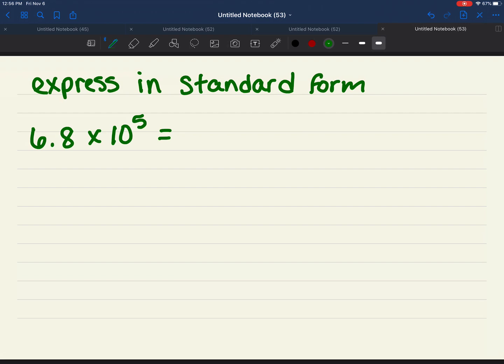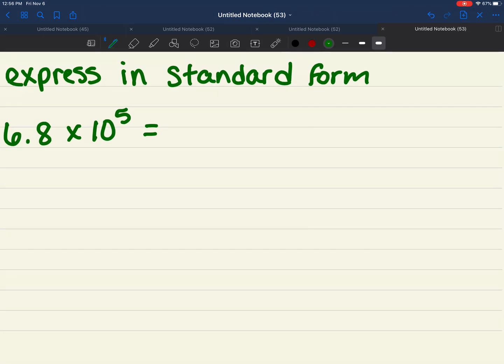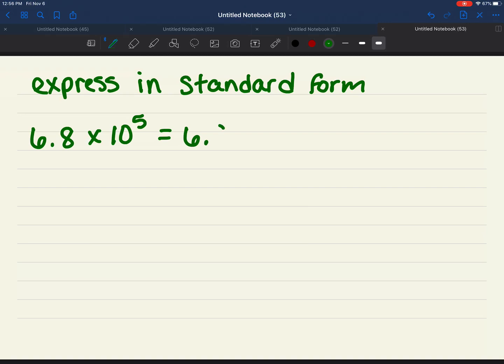Does anyone think they could figure out how many times I'm supposed to move the decimal, Kaylee? 5. How would you know that? 10 has 5 on it? Yeah, because of the exponent. So all you do is look at the exponent. So I'm going to rewrite 6.8 right here so I can move the decimal. Now, how would I know if I should move my decimal to the left or to the right? It's negative. Well, who over here said if it's negative? Yeah, if your exponent is negative or positive, that's going to tell you which one moves left and which one moves right, okay? Positive, move right; negative, you move left.